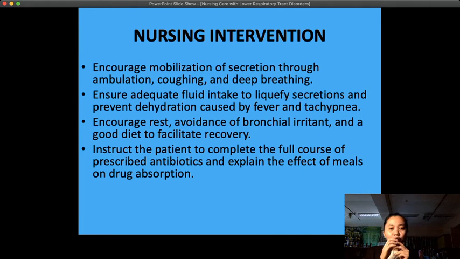Okay, and then for the nursing interventions, encourage mobilization of secretions through ambulation, coughing, and deep breathing. Ensure adequate fluid intake to liquefy secretions and prevent dehydration caused by fever and tachypnea. Encourage rest, avoidance of bronchial irritants, and a good diet to facilitate recovery. Instruct the patient to complete the full course of prescribed antibiotics and explain the effect of meals on drug absorption.